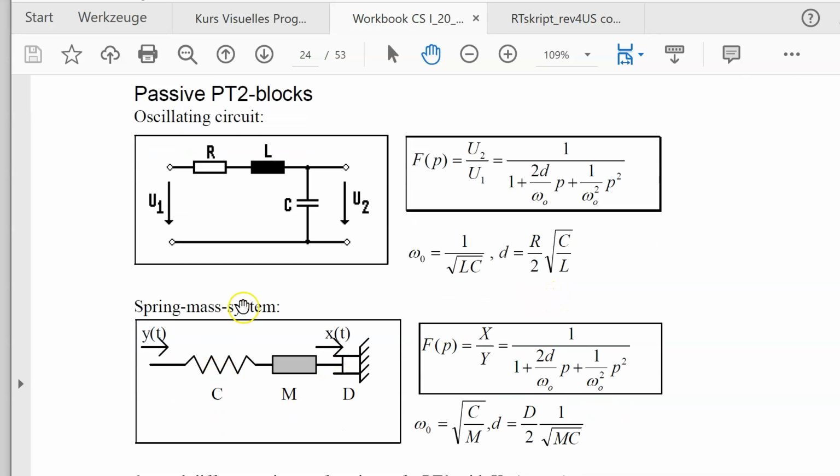Here you can see a mechanical example for a PT2 system. You have a spring with a spring constant C, a mass with the mass value M, and a damper.